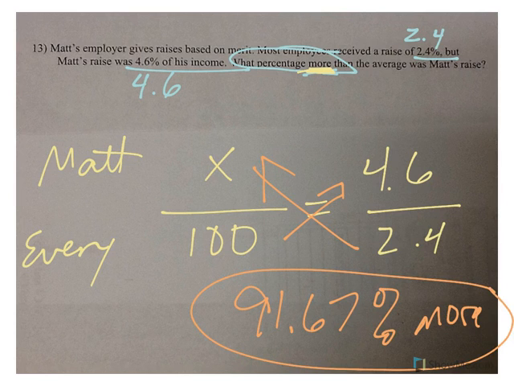And that should make sense, right? Because 100% more would be doubled. And if you double 2.4, you get 4.8. So Matt's was not quite doubled, so it can't be 100%. And 91.67 is just a little bit shy of that. 4.6 is just a little bit shy of 4.8. So it makes sense logically as well that Matt got a 91.67% raise compared to everybody else's in terms of their income. All right, and that's a little bit of practice on percent change.